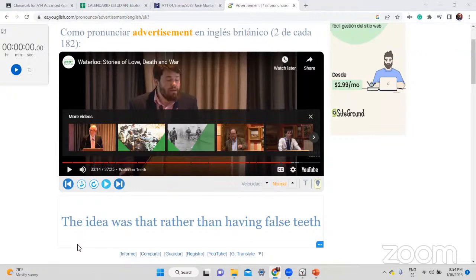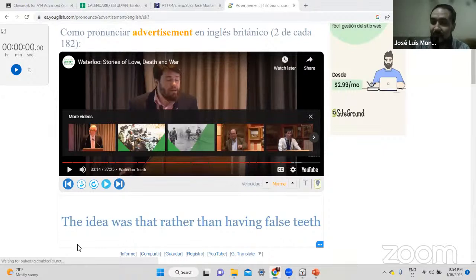I think in American English the stress is in at, and in British English the stress is in I. Advertisement. Yes, correct. And there's also one difference. And the stress, yes, there are two main differences, the stress and the pronunciation of one vowel.